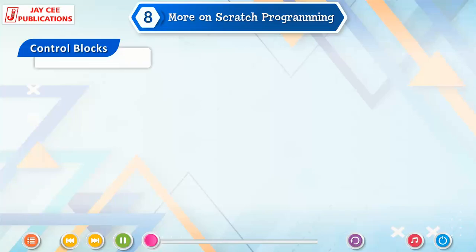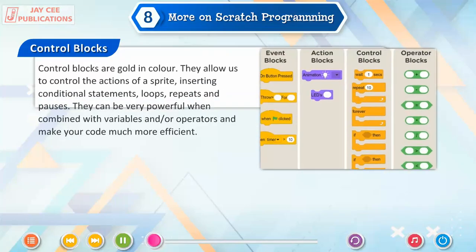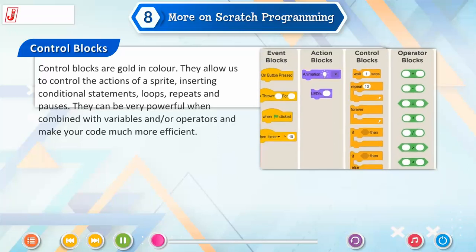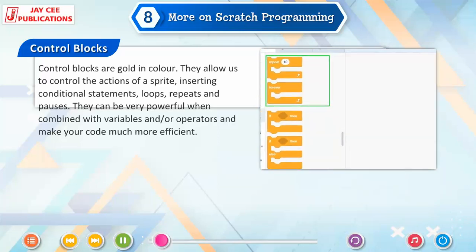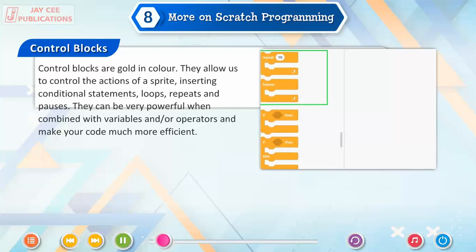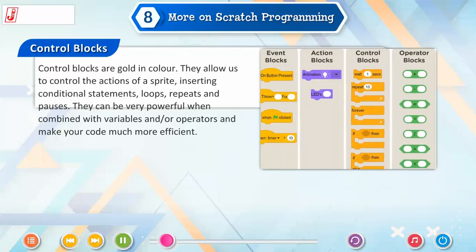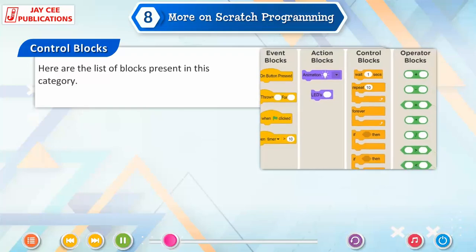Control blocks. Control blocks are gold in color. They allow us to control the actions of a sprite, inserting conditional statements, loops, repeats, and pauses. They can be very powerful when combined with variables and or operators and make your code much more efficient. Here is the list of blocks present in this category.